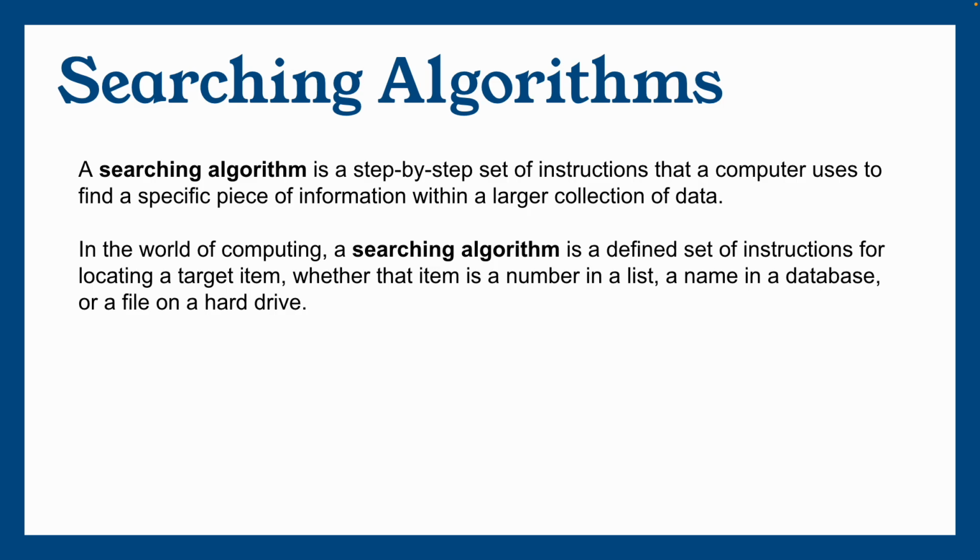What we often refer to is a target item. A target is what we're looking for, and that is what we're trying to find in any given data structure. It could be a number in a list, a name in a database, or a file in a hard drive. No matter what we're looking for, it's still just the idea of trying to find a specific target.